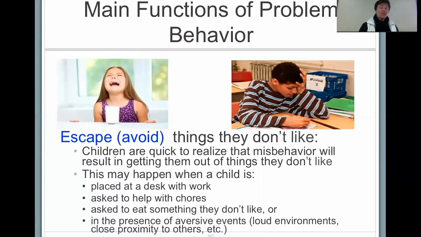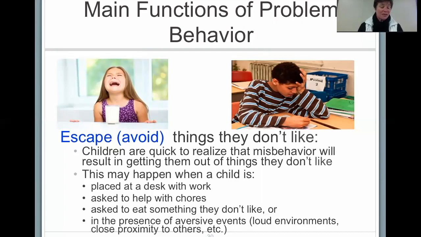A second function of problem behavior is for children to escape or avoid things they don't like or people that they don't like. A child may throw a tantrum to get out of a situation he finds unpleasant. This may happen when a child is placed at a desk with work or asked to do something like help with chores or get ready for bed.